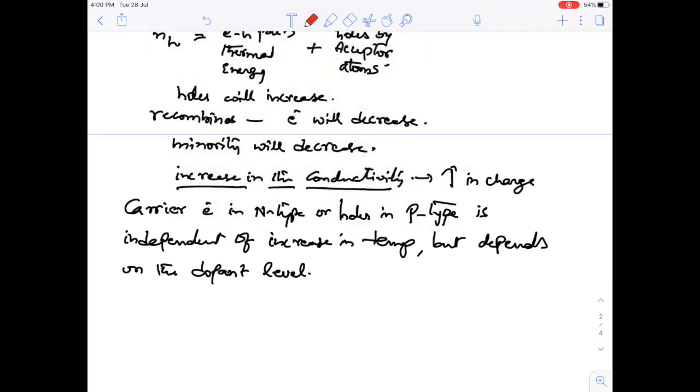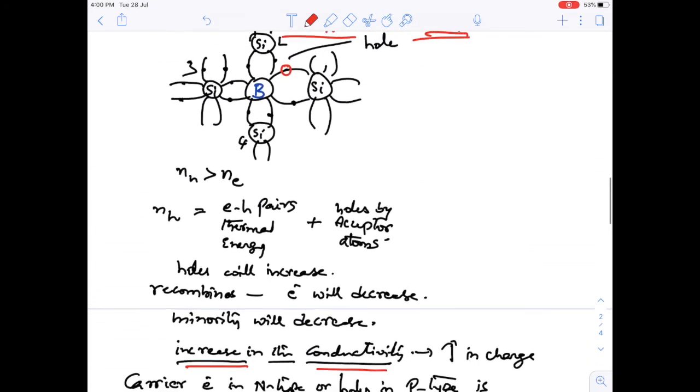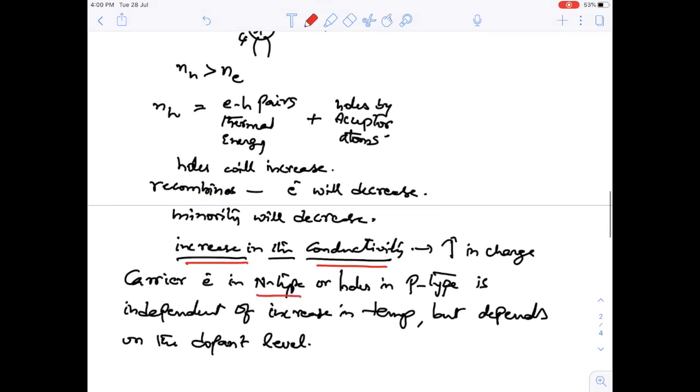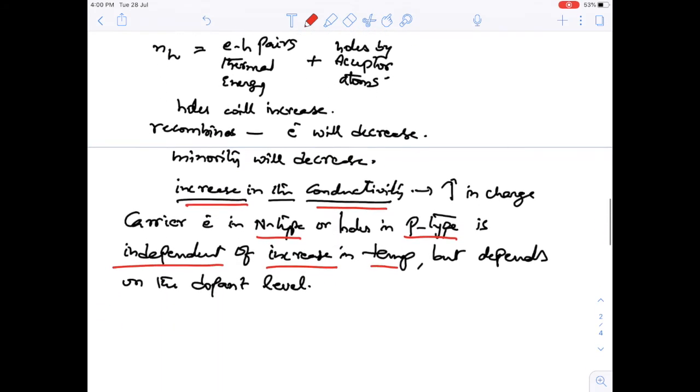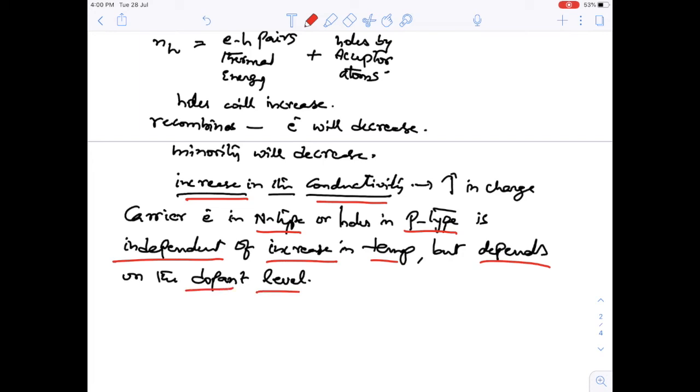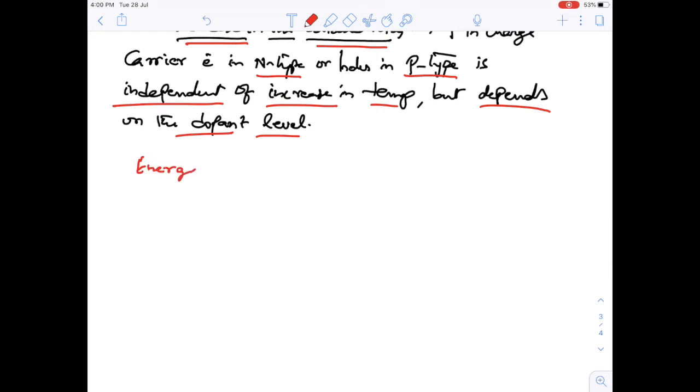The increase in the conductivity, because we are increasing the temperature, but the increase in the charge carrier concentration either in N type or in P type is independent of increase in temperature. That means this increase in charge carriers is not because of temperature, but it mainly depends on the dopant level. Dopant level means either it is donor energy level or acceptor energy level. Now we will see that in the energy band diagrams to understand it.